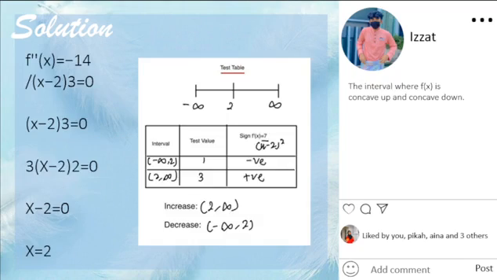For the next question, to find the concavity, we need to take the second derivative and equal it to 0. After that, find the value of x. To avoid careless mistakes, we need to do a test table which contains the intervals, test values, and the sign of the second derivative function. The test value could be anything based on the intervals, and substitute it in the second derivative function, then you get the answer.